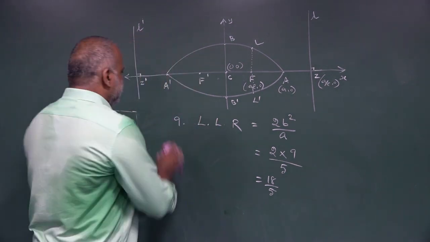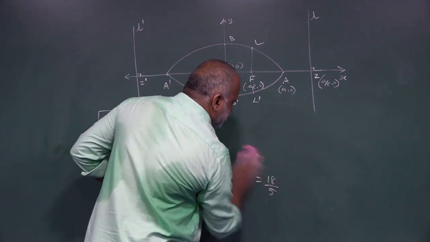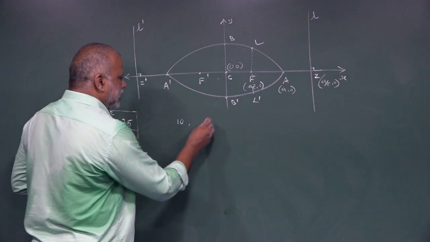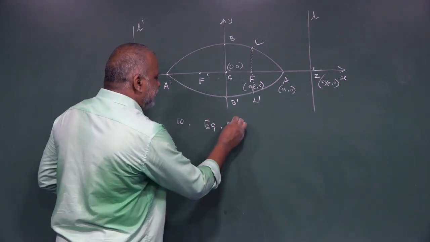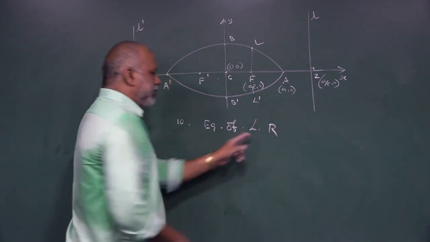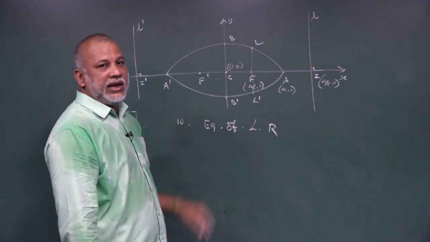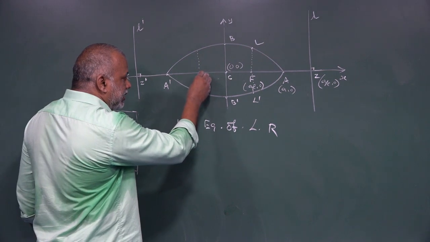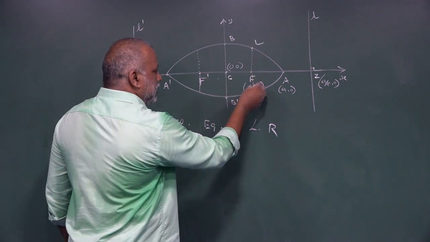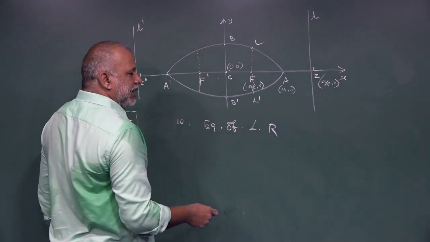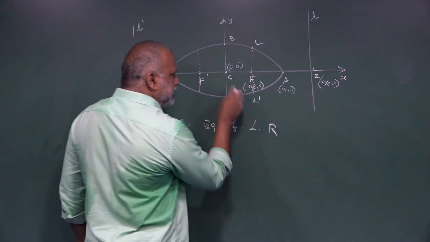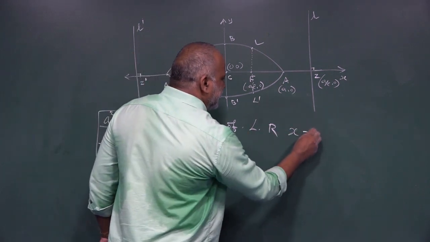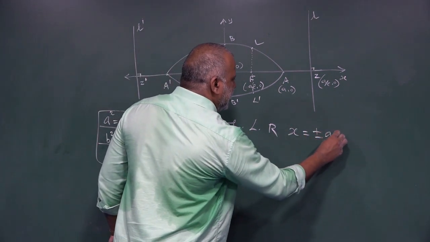Then another one, point number 10. They may be asked. So here point number 10 is the equation of latus rectum. LR means latus rectum. See here, we are having one more latus rectum because we are having 2 foci. So, equation of latus rectum: we see here x equal to AE. Here x must be minus AE. Therefore x equal to plus or minus AE.